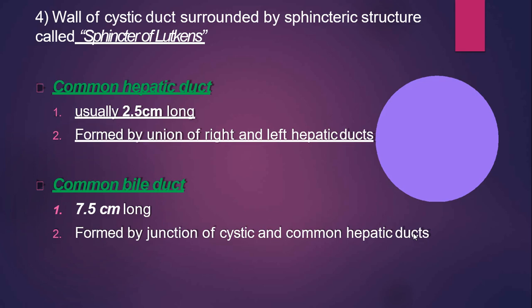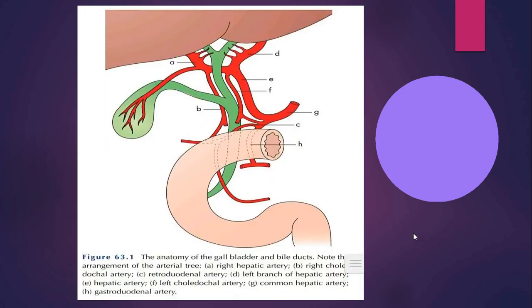The common bile duct is very important for the surgeon. It is 7.5 centimeters long, and it is formed by the junction of the cystic and the common hepatic duct. Now this is the diagram where you can clearly see the gallbladder and the cystic duct united with the common hepatic duct to form the common bile duct.